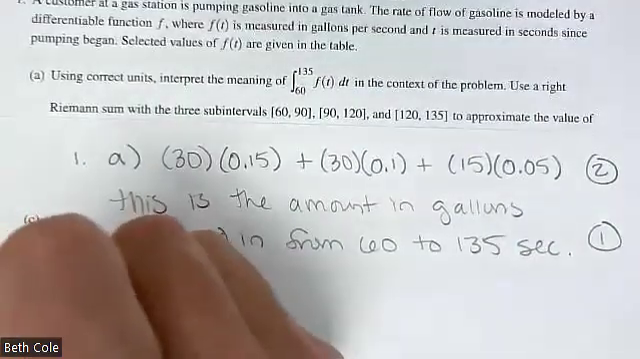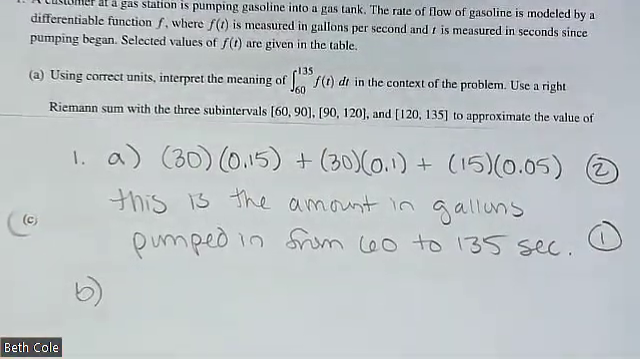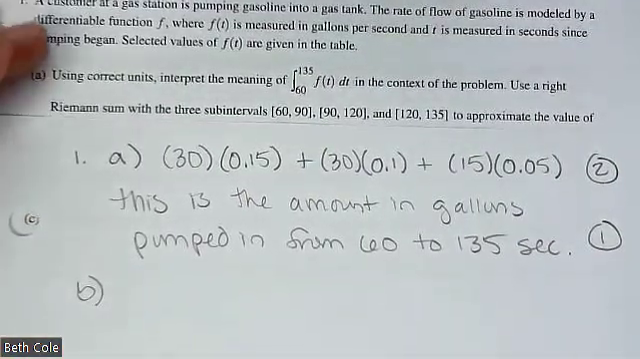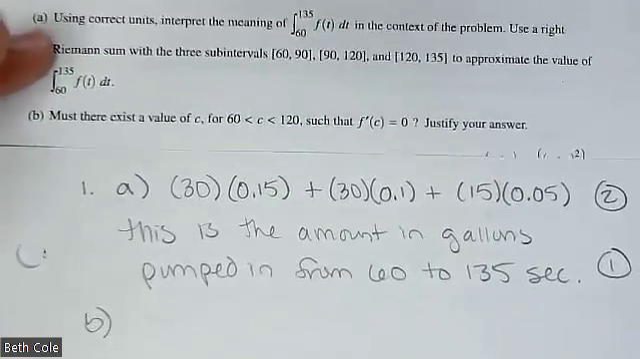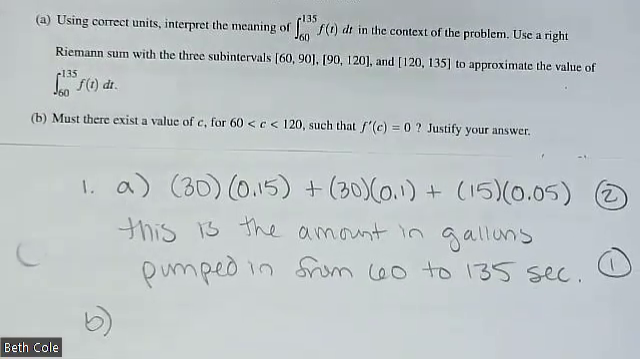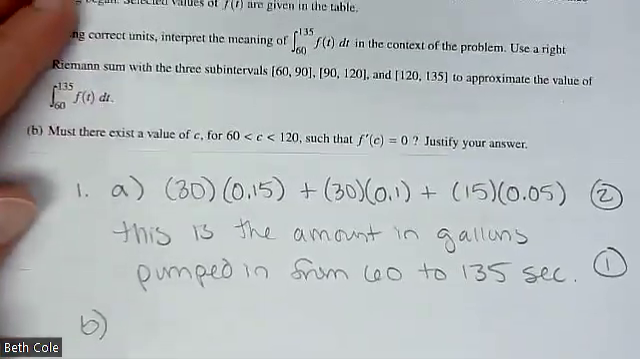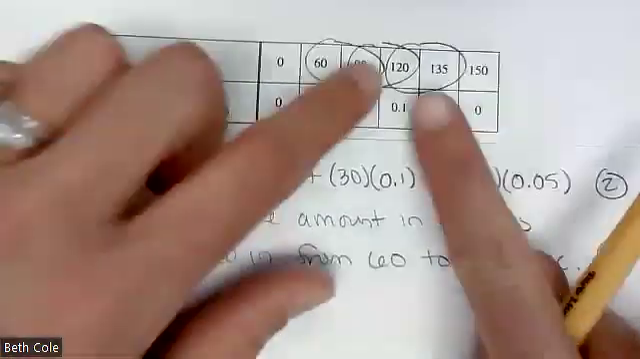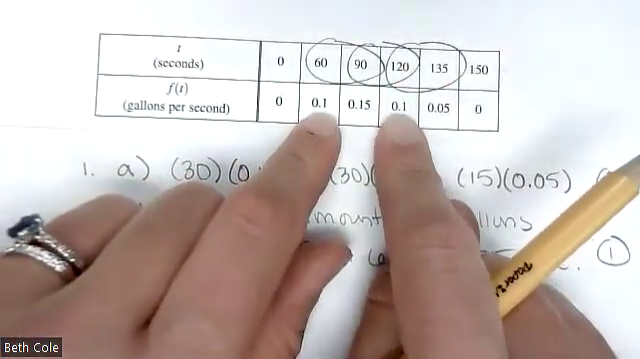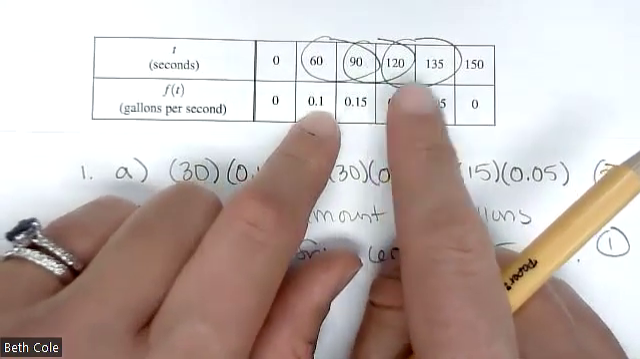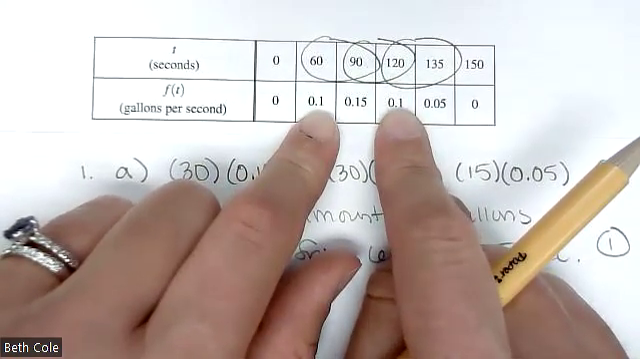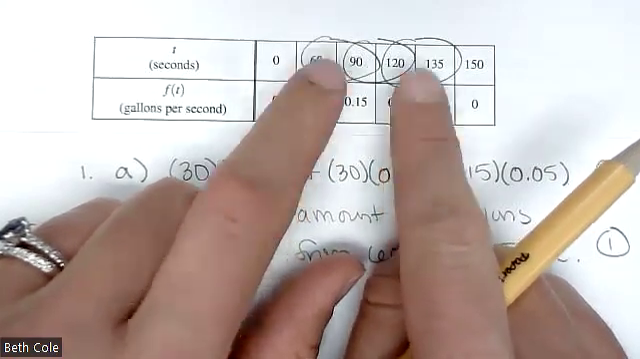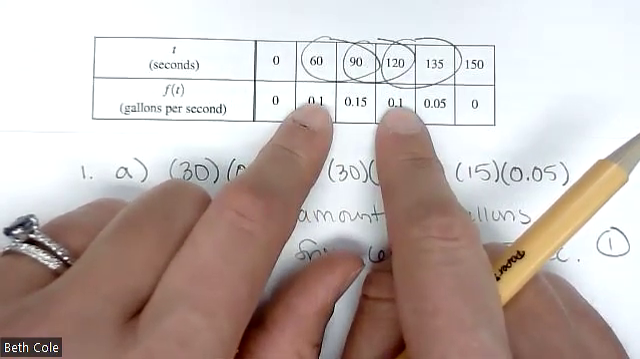All right, letter B. B says, must there exist a value of c from 60 to 120 where the slope is 0, derivative is 0, that means slope. So look at your table from 60 to 120, these right here. Does there need to be a derivative that's 0? Yes is the answer. There are 2 parts to this. First, you have to show that the slope comes out to 0.